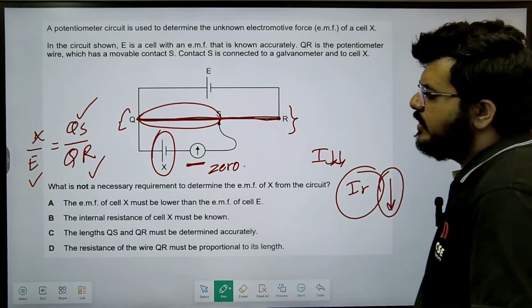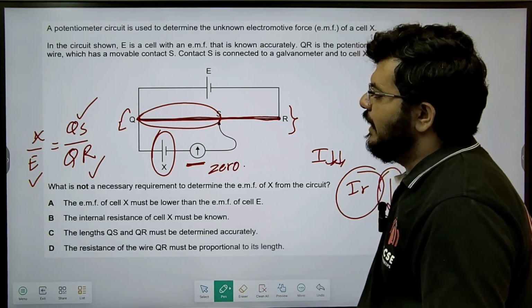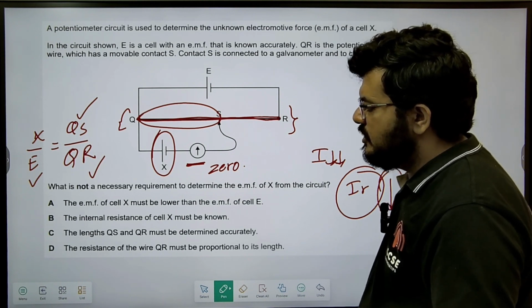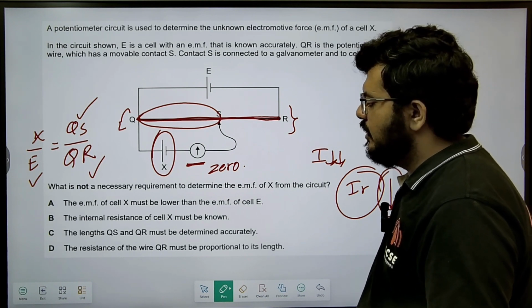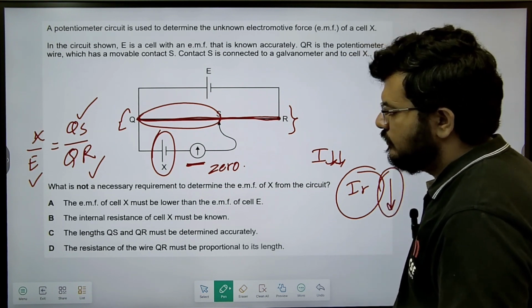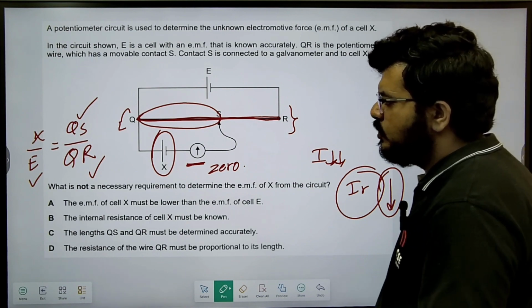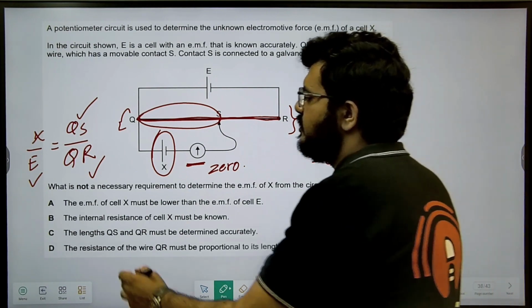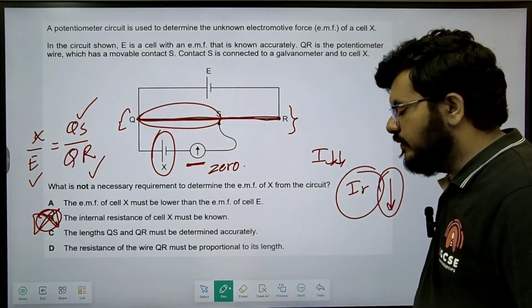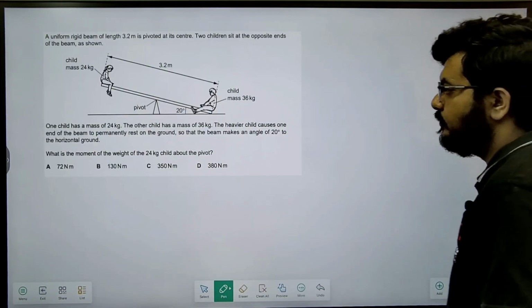The lengths QS and QR must be determined accurately. So it is necessary. The resistance of the wire QR must be proportional to its length. Yes, it should be proportional to its length. So internal resistance, it is not necessary. So option B will be your answer here.